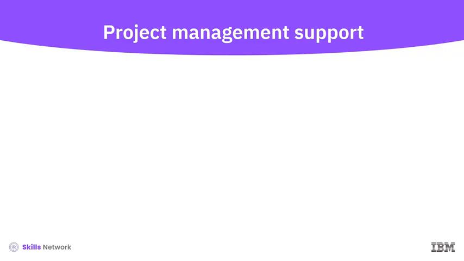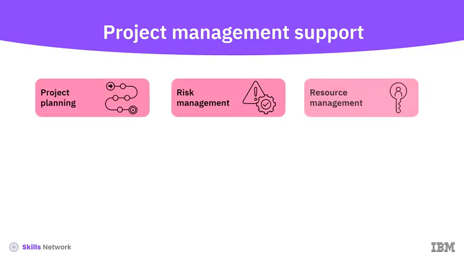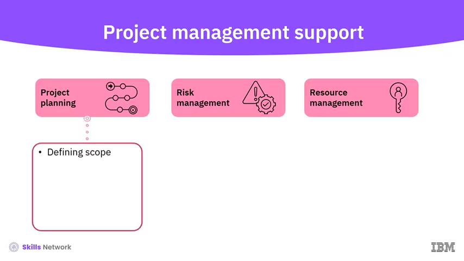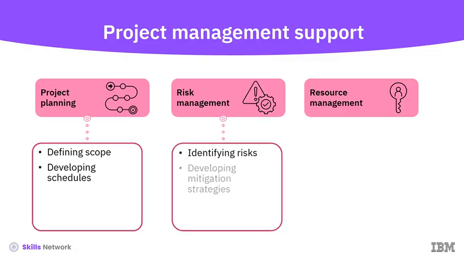The project management support area includes steps for project planning, risk management, and resource management. Project planning includes defining the scope, objectives, and deliverables, and creating project schedules and timelines. Risk management involves identifying potential risks and developing mitigation strategies. It also involves tracking project progress and addressing issues as they arise, and providing regular updates to stakeholders.